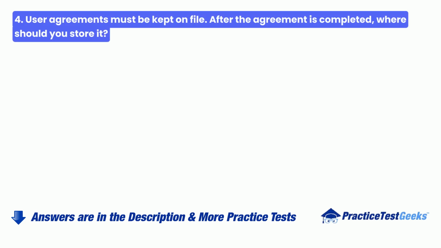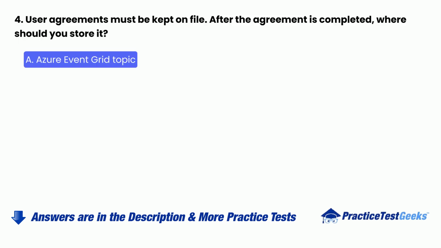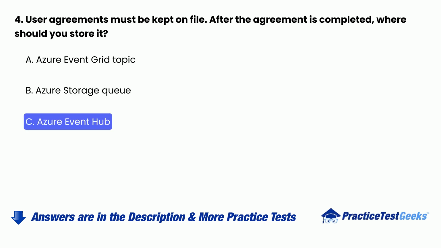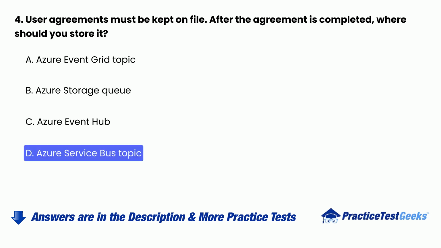4. User agreements must be kept on file. After the agreement is completed, where should you store it? A. Azure Event Grid Topic. B. Azure Storage Queue. C. Azure Event Hub. D. Azure Service Bus Topic.